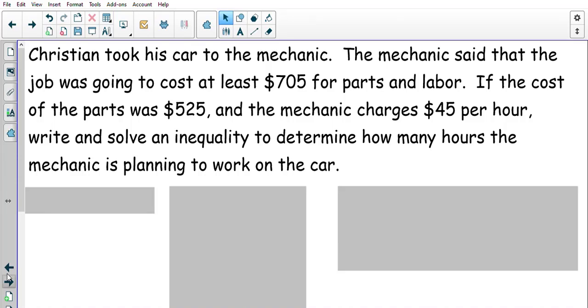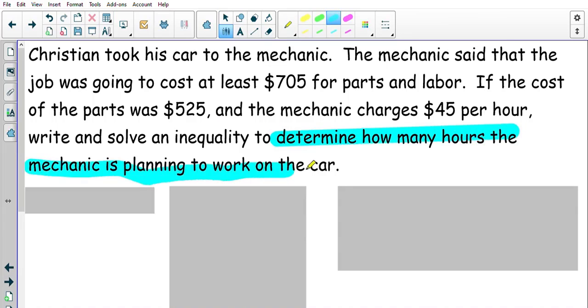All right, so hopefully you've taken a look at this problem. Let's read through it. Christian took his car to the mechanic. The mechanic said that the job was going to cost at least $705 for parts and labor. If the cost of the parts was $525 and the mechanic charges $45 per hour, write and solve an inequality to determine how many hours the mechanic is planning to work on the car. So we're trying to determine again how many hours the mechanic is planning to work on the car. You're going to notice the same wording as the last question.